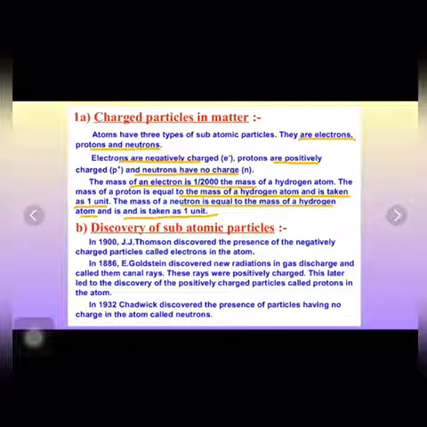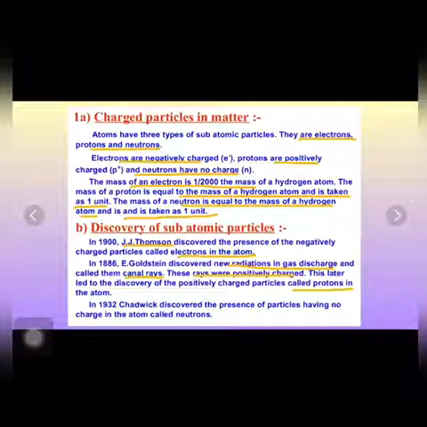Now, who led the discoveries of subatomic particles? In the year 1900, J.J. Thomson discovered the presence of negatively charged particles called electrons in the atom. In 1886, E. Goldstein discovered new radiations in a glass discharge tube, which is basically a cylindrical hard glass tube. He called these radiations canal rays, and canal rays are positively charged radiations. This led to the discovery of the positively charged particle called protons in the atom.